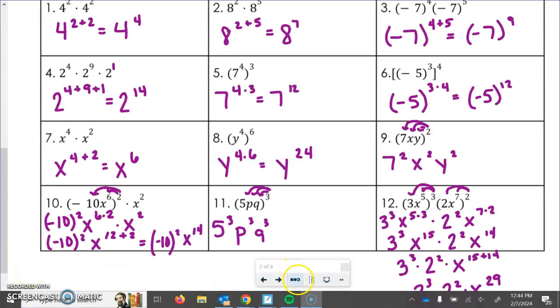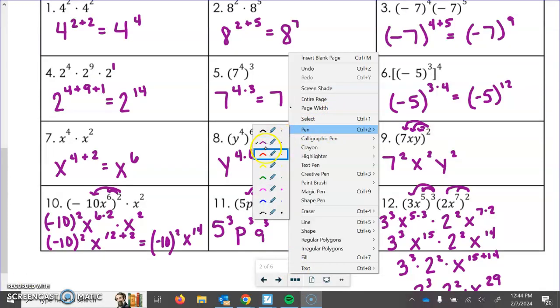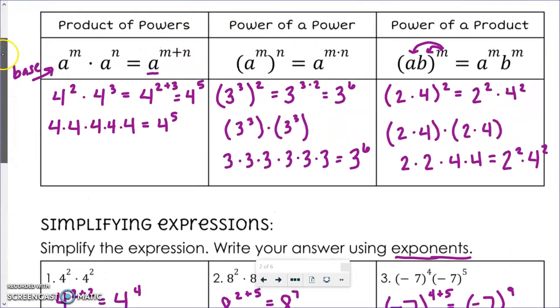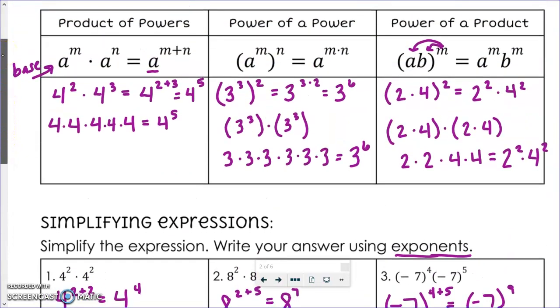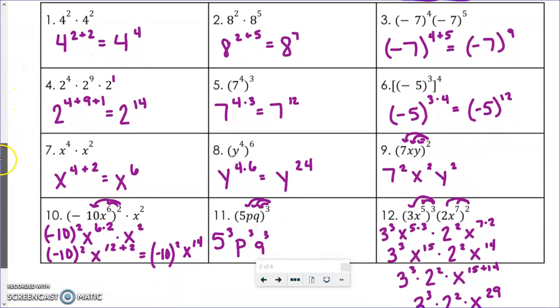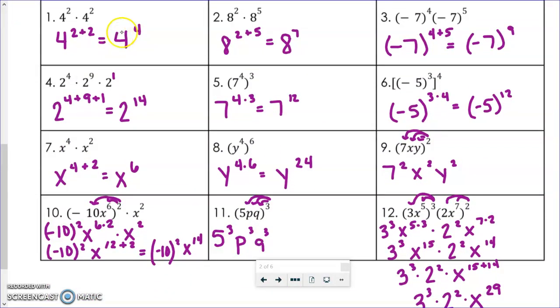Okay, so hopefully you finished the examples and you're coming back to check your answers. So again, what we were doing here was we weren't evaluating, we weren't getting an answer, we were just simplifying using our exponents. So when we look at the first 4, that dealt with our first rule up at the top, our product of powers. We had the same base, so we added the exponents. So looking at number 1, we kept our 4, added our powers to get 4 to the 4th.